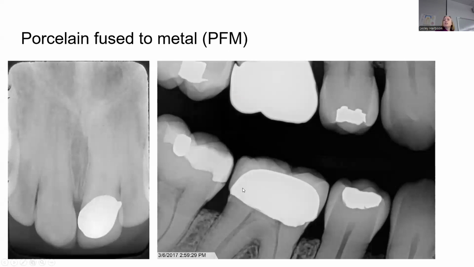PFMs show a metal core, a very smooth metal core, and then an outer shell of porcelain. So when the person smiles, you see porcelain, but inside is metal. You see that in the anterior portion, and you see it in the posterior. This is going to be more like a gold crown up here. And then we have some amalgam restorations. Sometimes in one tooth, you can get some amalgam and some composite.